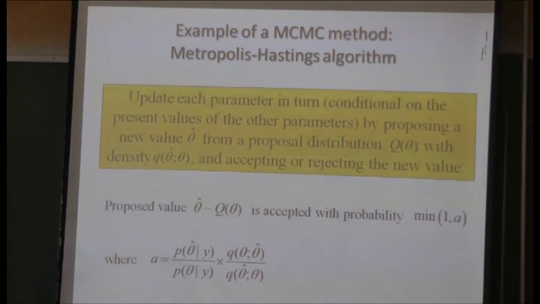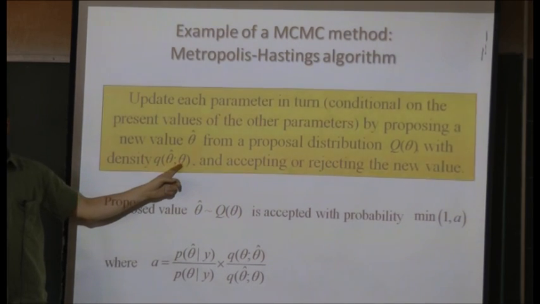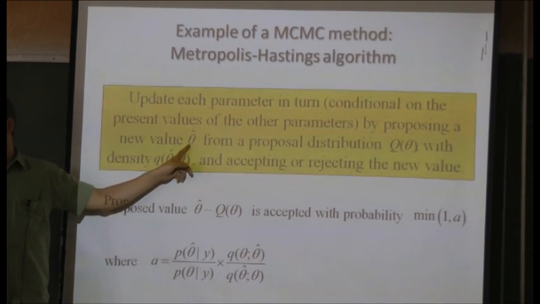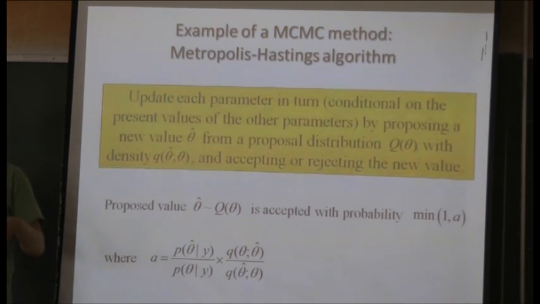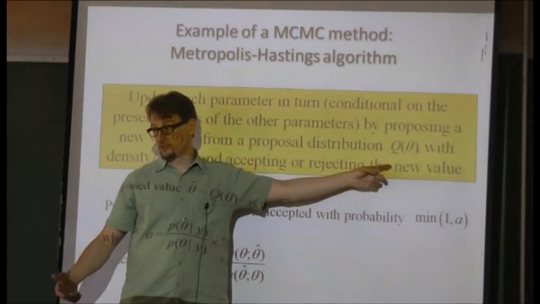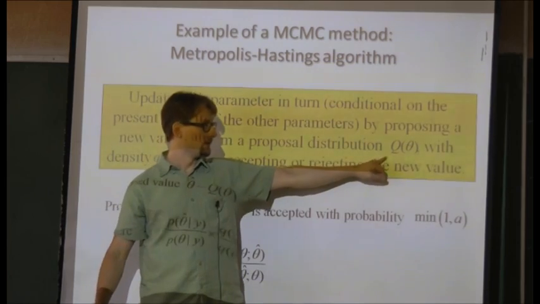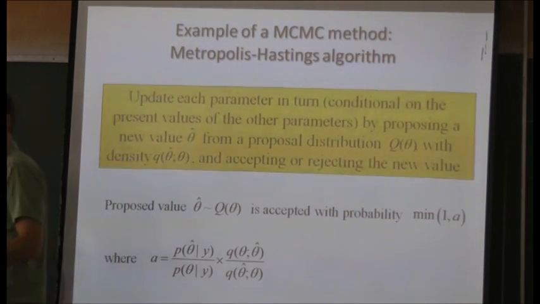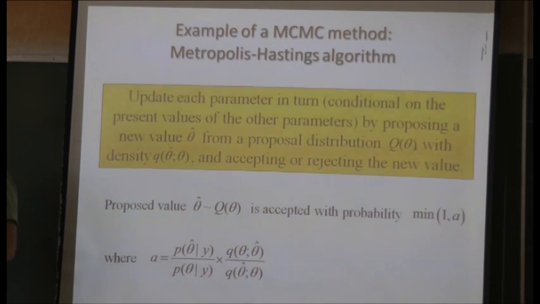So you propose a new value for that parameter. I now call the parameter theta. So the new value I call theta hat from some proposal distribution. So you just make up a distribution by yourself. You can define this, construct this in any way you like. This Q theta is a proposal distribution from which you somehow randomize what you think could be the new value.